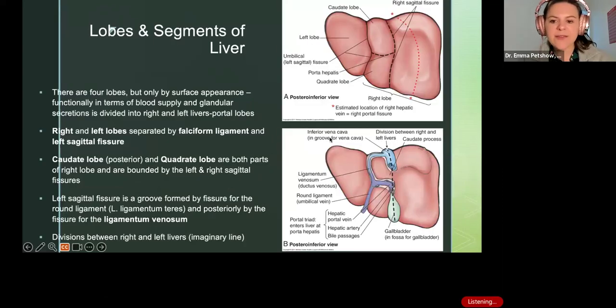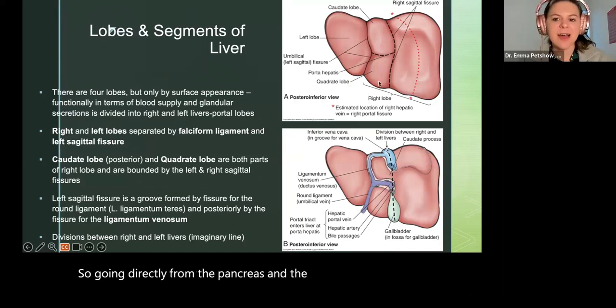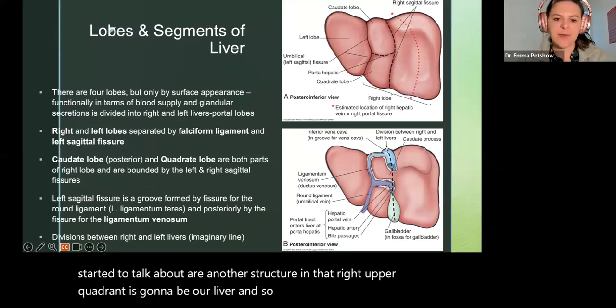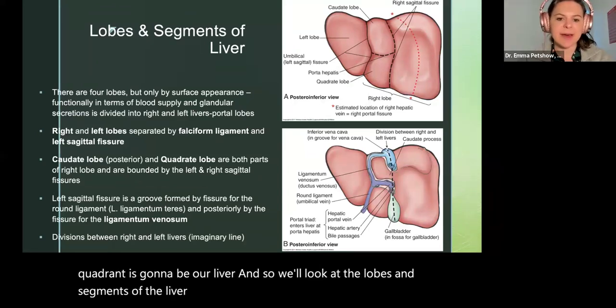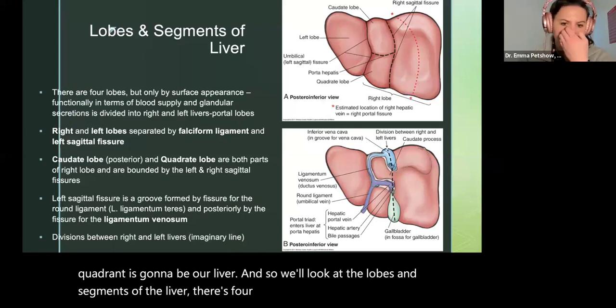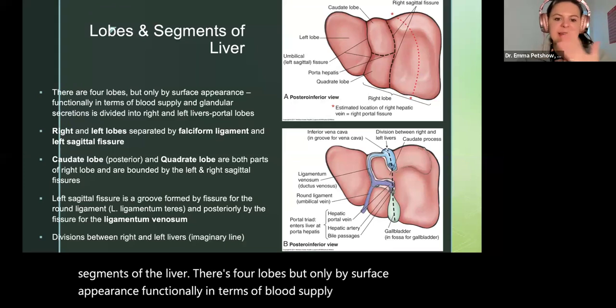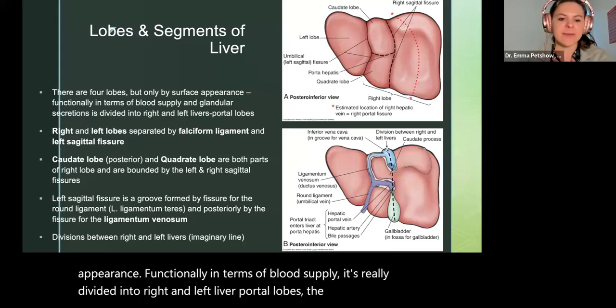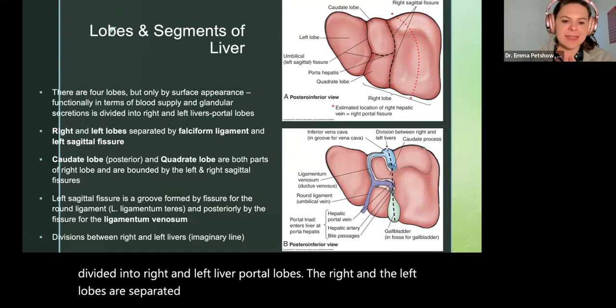So going directly from the pancreas and the gallbladder, which we started to talk about, our other structure in that right upper quadrant is going to be our liver. And so we'll look at the lobes and segments of the liver. There's 4 lobes, but only by surface appearance. Functionally, in terms of blood supply, it's really divided into right and left liver portal lobes. The right and the left lobes are separated by the falciform ligament and the left sagittal fissure.